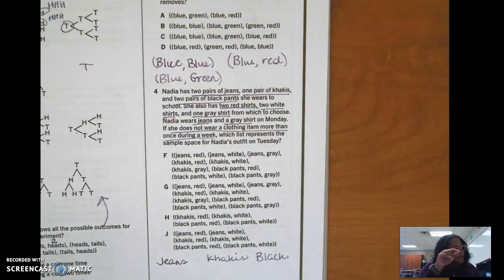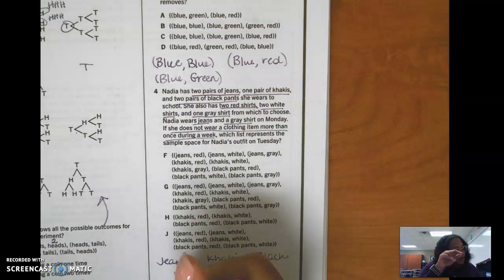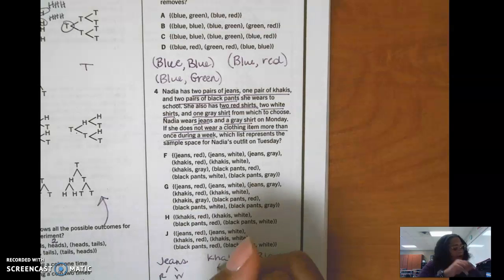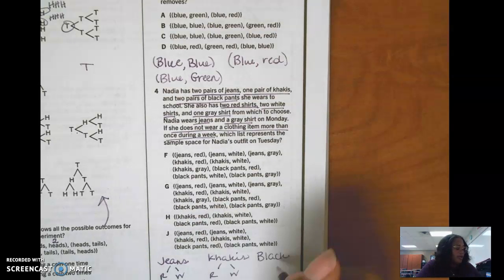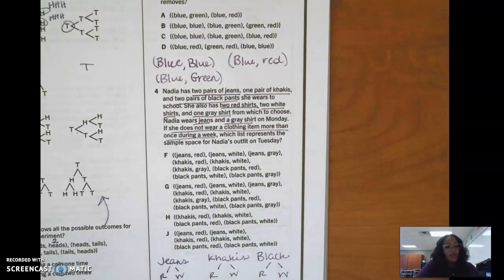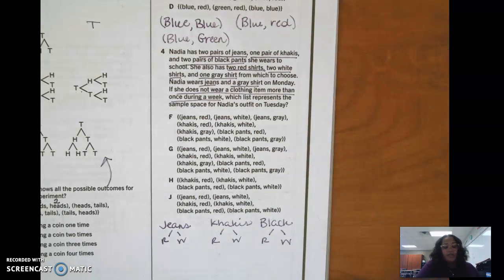And with the jeans, I could wear a red or a white shirt, red or white. With the khakis, I could wear a red or a white shirt. And with the black pants, I can wear a red or a white shirt. So I need to find out how many different options I have, which looks like 2, 4, 6. And then I need to figure out what's up here that's offered to me.